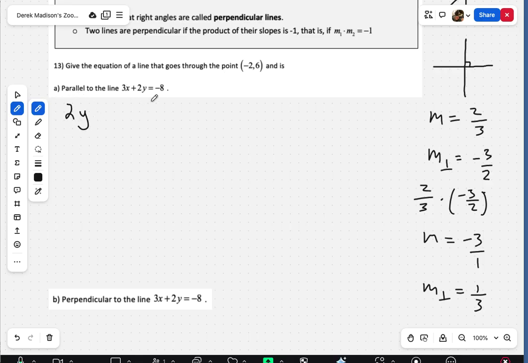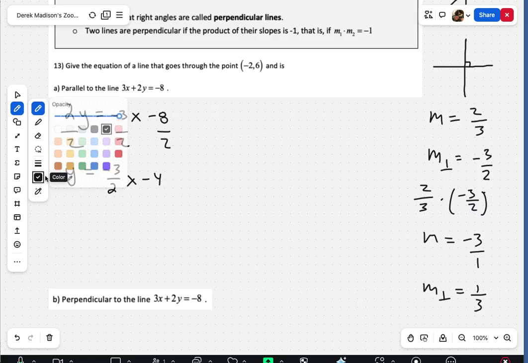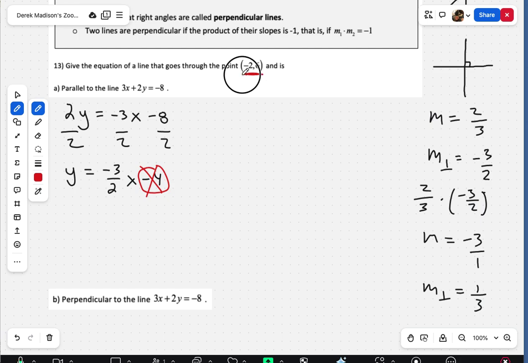So let's bring the 3x over to this side. So that would make it a negative 3x minus 8. And then we'll divide everything by 2. So that gives us y equals negative 3 halves x minus 4. A note about this 4, you don't care about it at all. This point right here is what you care about, because now you know your slope is negative 3 halves.